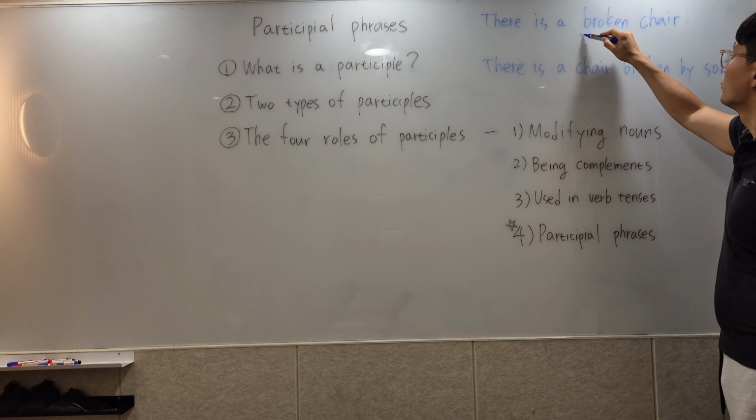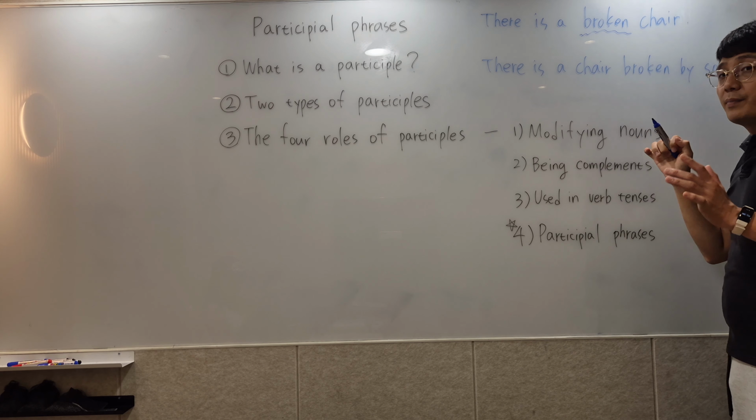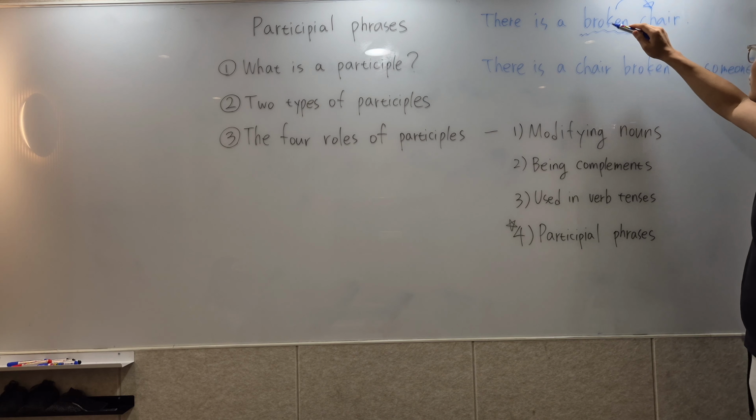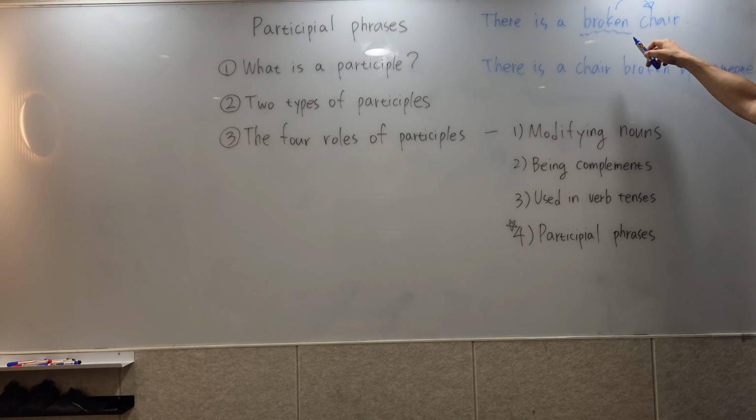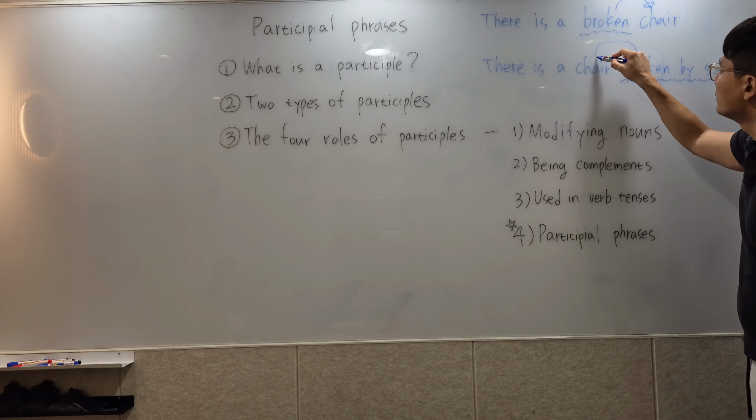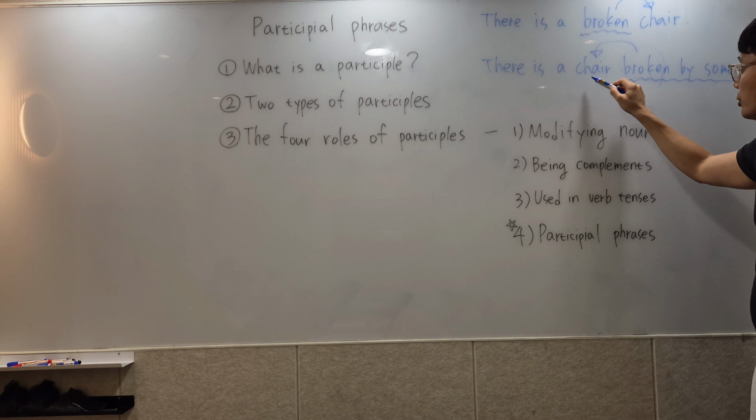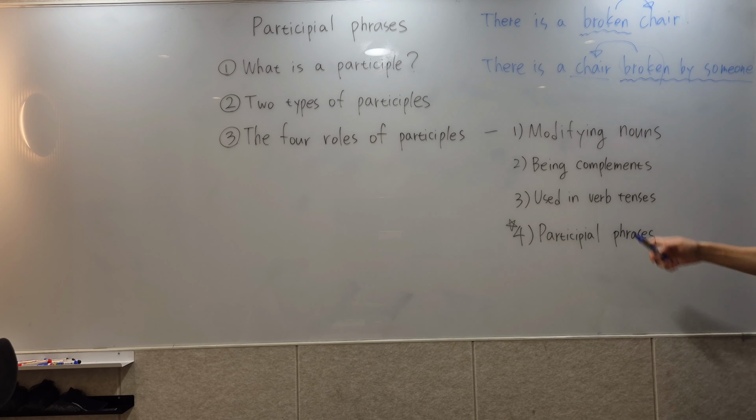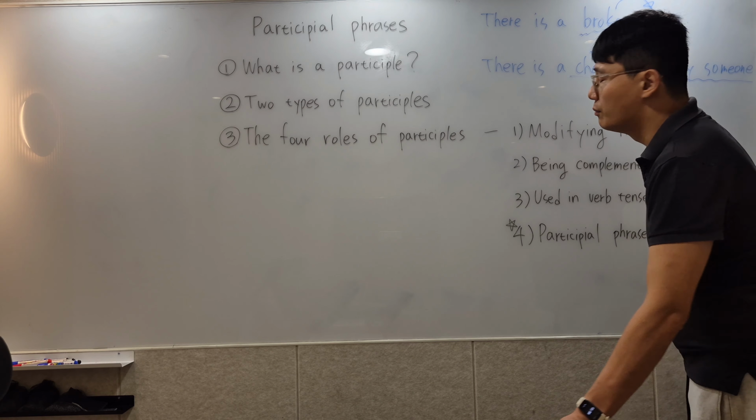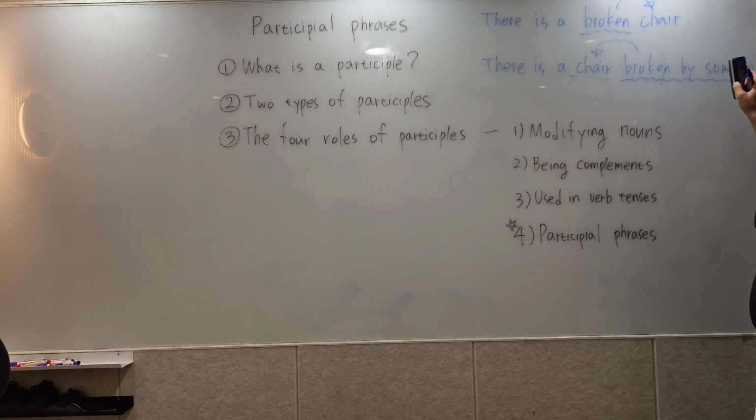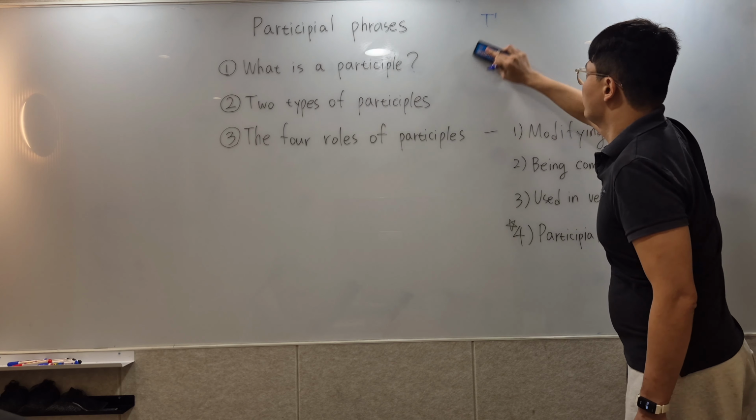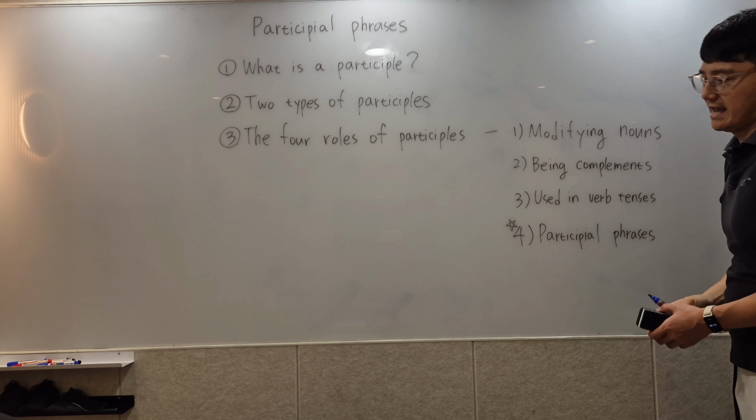It's the same. This broken part, broken, is the past participle of the verb break, right? In "broken chair," broken describes the noun chair even before it. While in the other phrase, the whole part, "broken by someone," actually modifies the noun chair even after it. Normal adjectives can't do that, unless you are writing a poem. So that was the first major role of participles, modifying nouns.